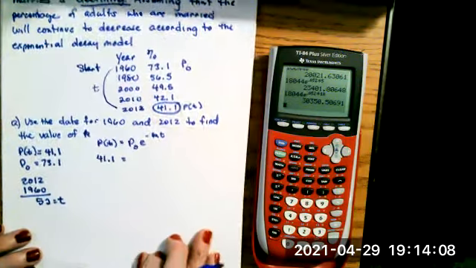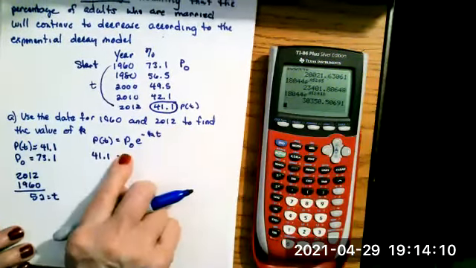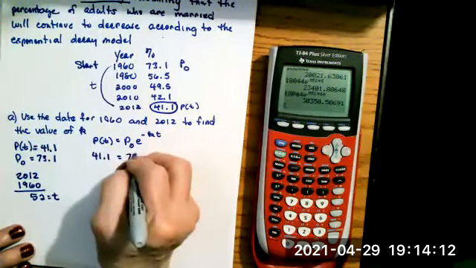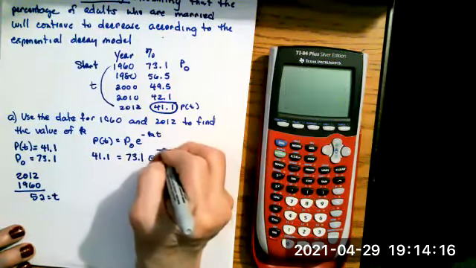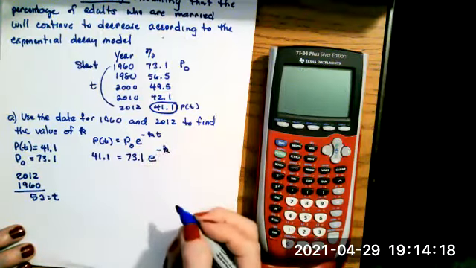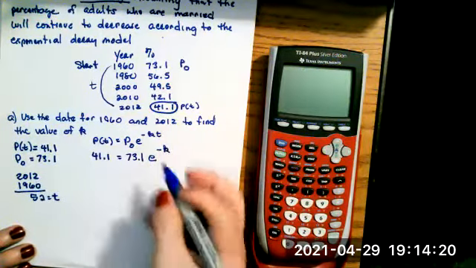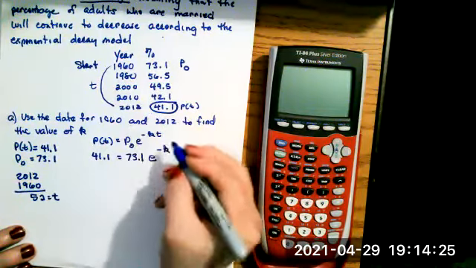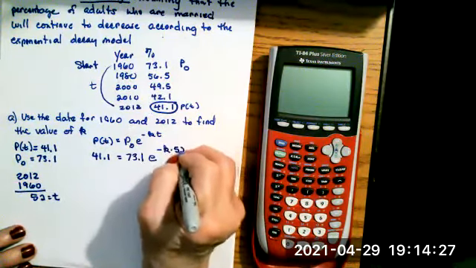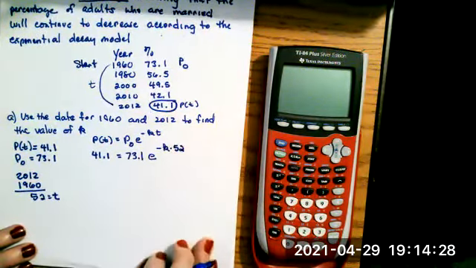Okay, I get it now. Thank you. Okay. So P of 0 is where we started. It was 73.1. The E is in our formula. The negative's in our formula. The K is what we're going to find. And we know the difference between 1960 and 2012 is 52 years. So if we can figure this one out, we're good.